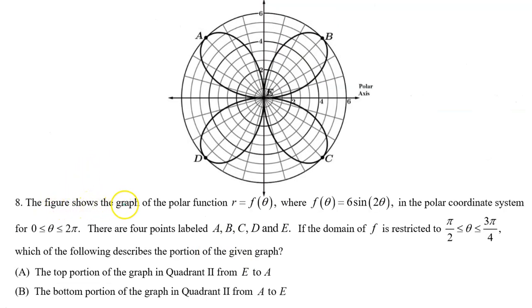Number 8. The figure shows the graph of the polar function r equals f of theta, where f of theta is equal to 6 sine 2 theta in the polar coordinate system on the interval from 0 to 2 pi. There are 5 points labeled A, B, C, D, and E. If the domain of f is restricted to the interval from pi over 2 to 3 pi over 4, which of the following describes the portion of the given graph?